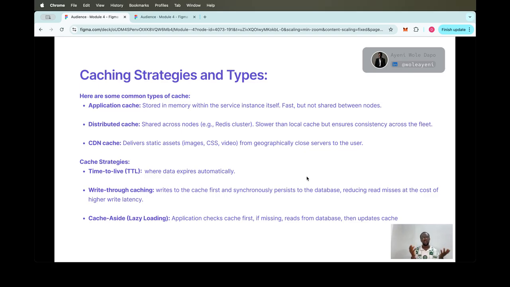We have application caching, distributed caching, and CDN type of caching. But one thing I would like us to discuss here is caching strategy. The first one is time to live caching. These are shorter temporary databases that are time fixed, where you want certain information to be stored in the temporary database for 5 hours. After 5 hours, the system can delete it.